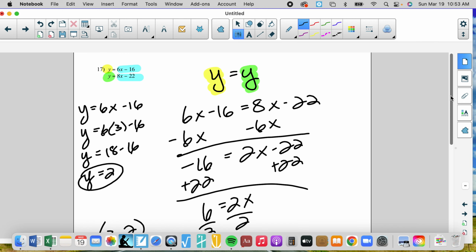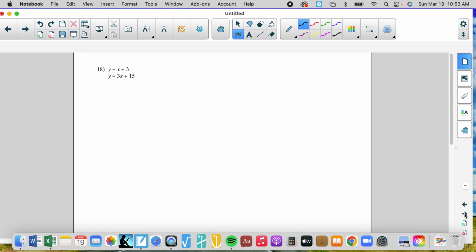Go back up, plug in 3. 6 times 3 is 18. Minus 16 is 2. Let's do the bottom equation. 8 times 3 is 24. Minus 2 is 2. That worked.